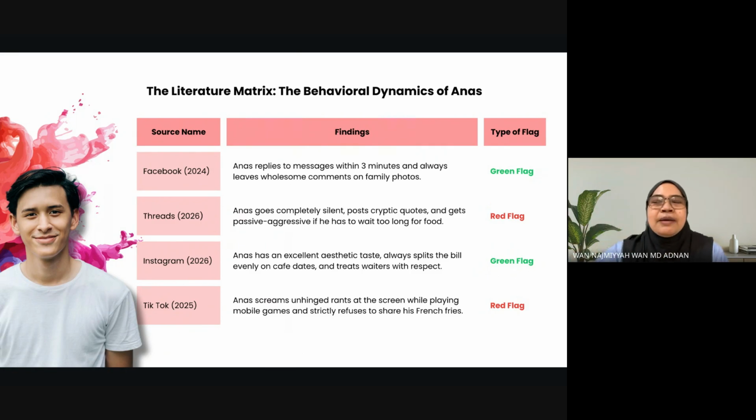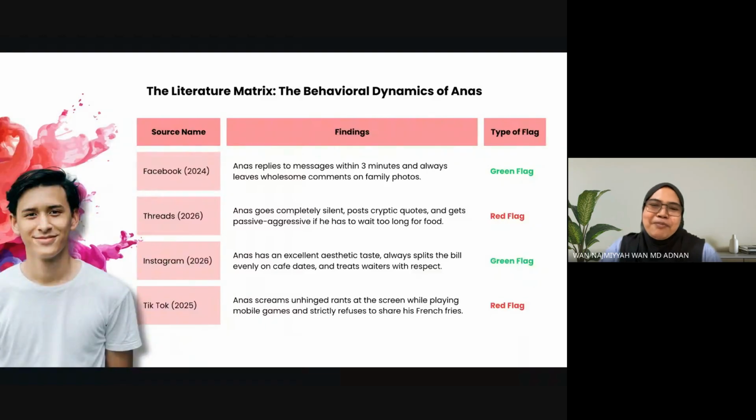So on Facebook, it's a little bit backdated because Anas is probably not using much Facebook unless he's communicating with his family members. So you found out that Anas replies to messages within 3 minutes. Oh, that's very quick. So you are making assumptions based on what you found in your sources, yeah? On Threads, you found that Anas goes completely silent, posts cryptic quotes, and gets passive-aggressive if he has to wait long for food. So that gives the sign of something negative, something of a red flag.